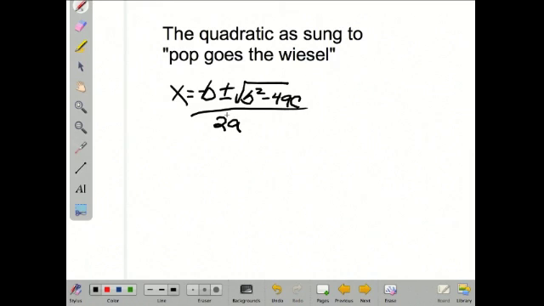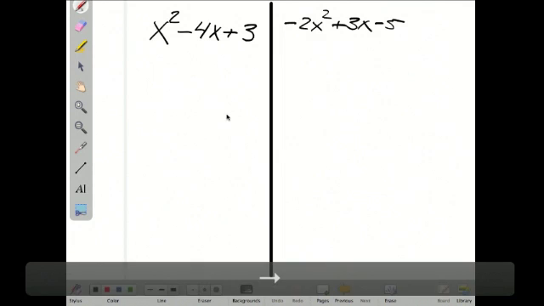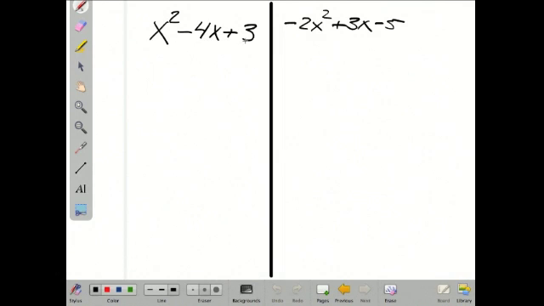Alright, so that's the easy way to do it. Just remember Pop Goes the Weasel. So let's take x squared minus 4x plus 3. We could use the diamond, we could also use completing the square, but we can also use the formula. So just remember x equals negative b plus or minus the square root of b squared minus 4ac all over 2a.